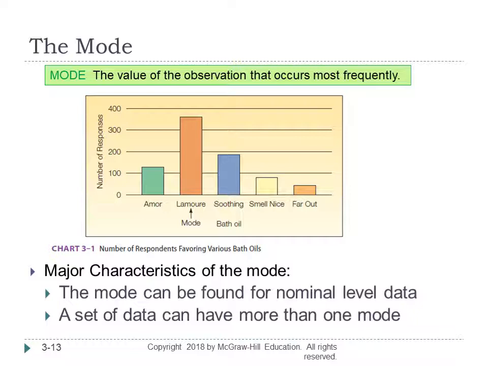The mode can be found for nominal level data. A set of data can have more than one mode, as we will see. You may find, for example, that in a set of data one value is repeated 3 times, and that's the maximum number of repetitions. But now any other number that's repeated 3 times will also be a mode. It is possible to have more than one mode. If all the data values are distinct with no repetition, then there is actually no mode. A set of data can have more than one mode, or it can have no mode.